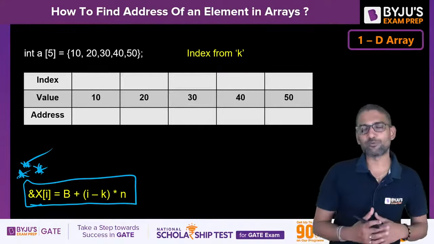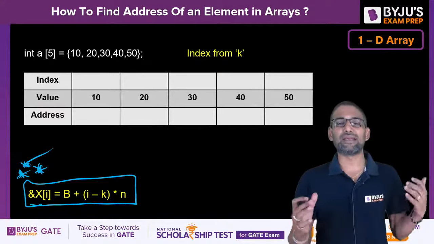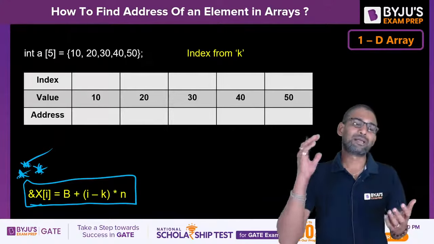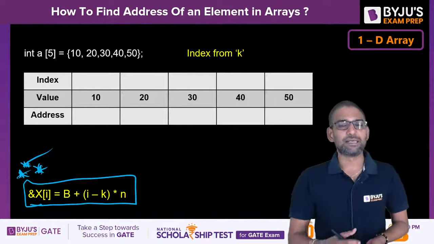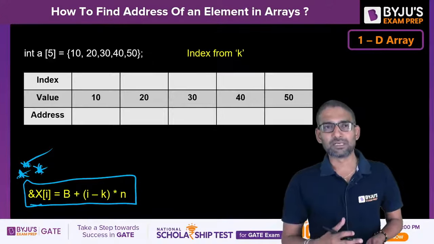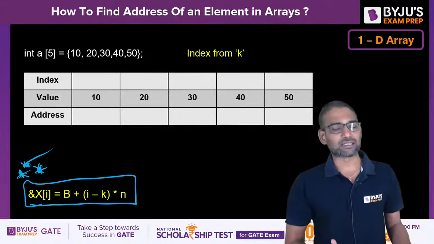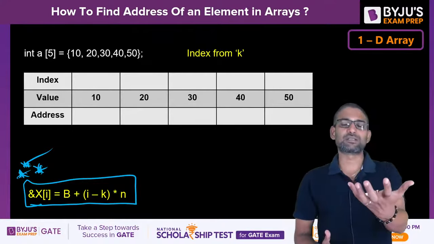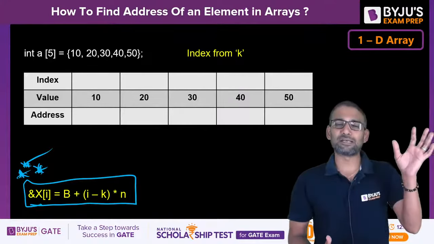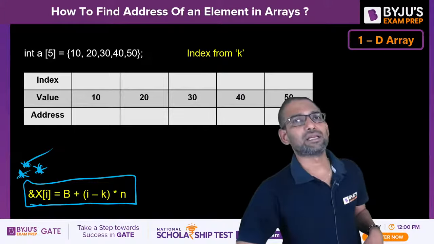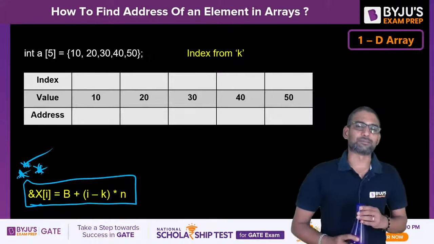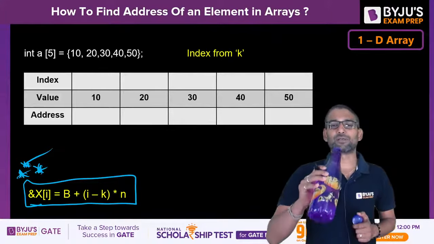So, how do you find the address of any element? The base address can start from any number, index can start from any number, size can be any, the array can be any data type. With this formula, you will definitely be able to find any address. Are we clear? Everybody please respond.